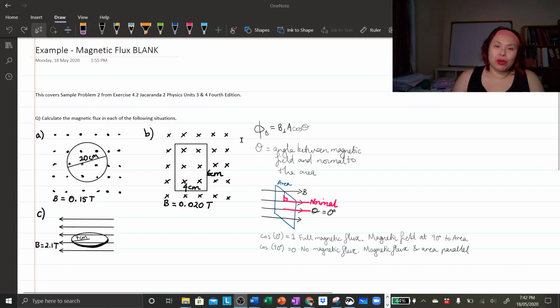Today we're doing an example on magnetic flux, which is also a subject in magnetic fields.